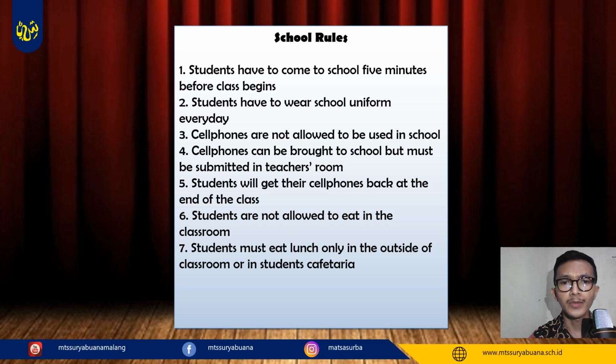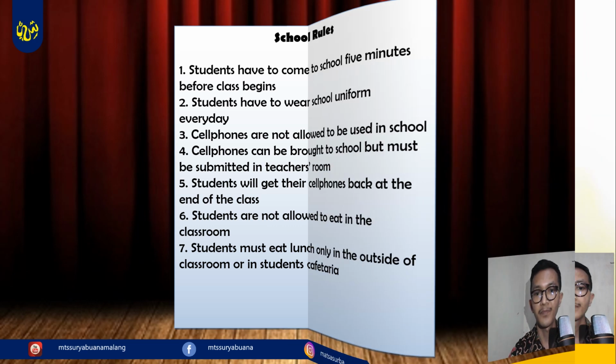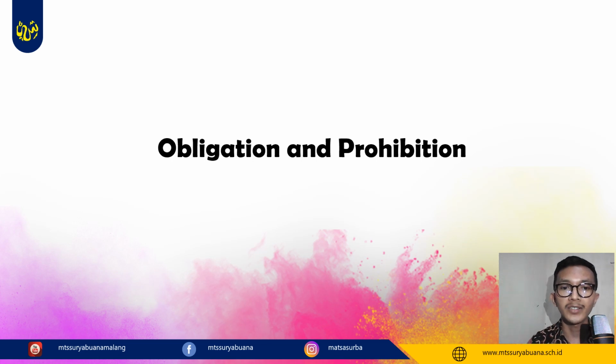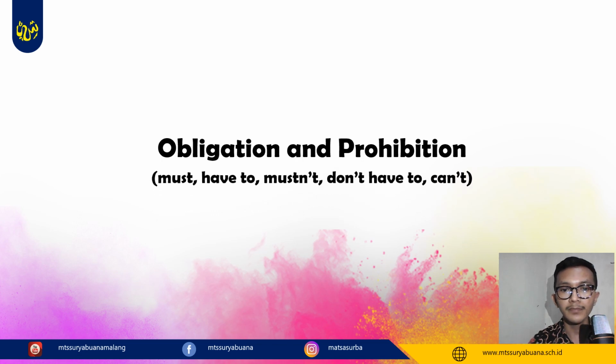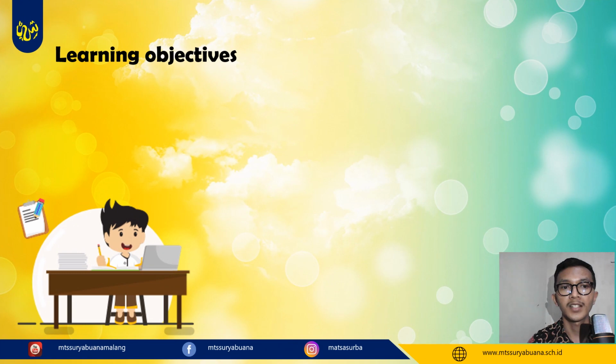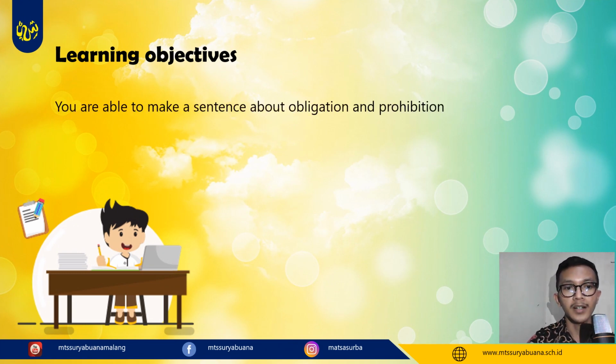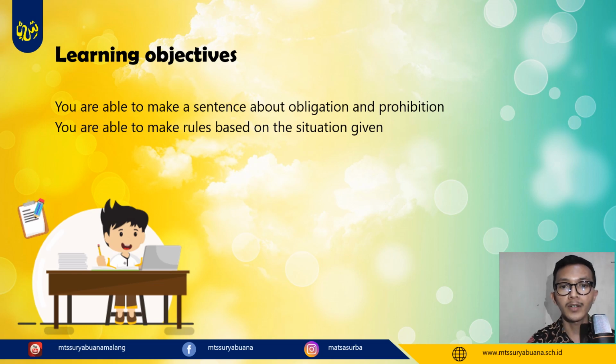So, why do I show these school rules in these materials today? Because I will make this material contextual, so you can connect the theory with the application in daily life. Well, this is our material today: obligations and prohibition. The words that you have studied and memorized here are must, have to, mustn't, don't have to, and can't. The learning objectives for today are: you are able to make a sentence about obligation and prohibition, and of course, you are able to make rules based on the situation given.